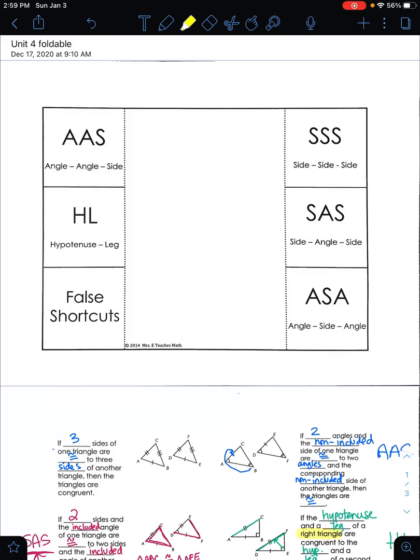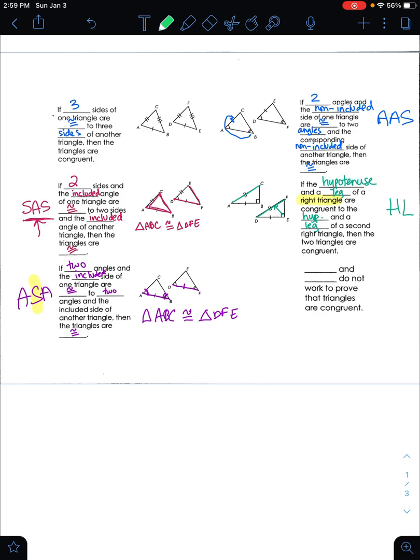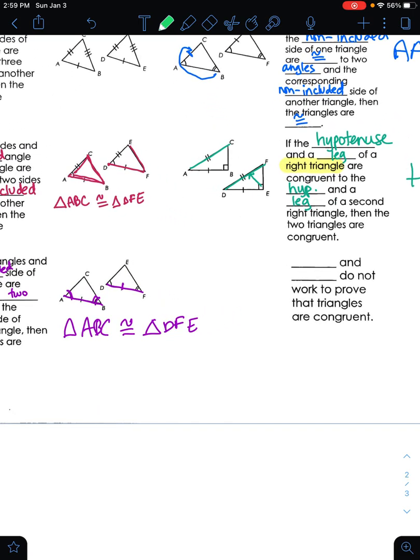There's one more section on this foldable we haven't talked about yet, and those are what are called false shortcuts. It is backwards on my screen here, but if you have the foldable, the false shortcuts are in the lower right-hand side. The second page though is not backwards. So over here, I'm going to draw a line so that we can focus on this section.